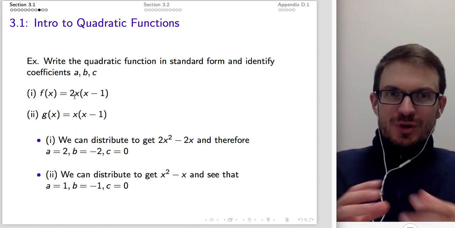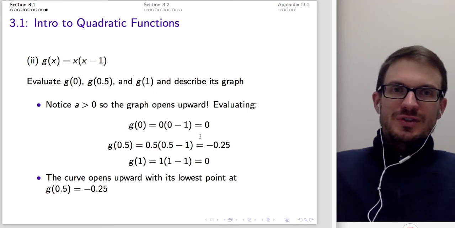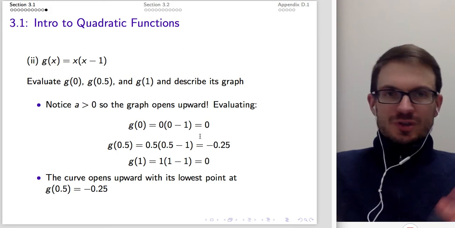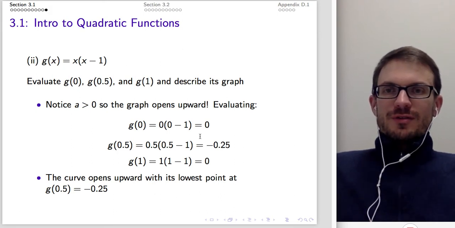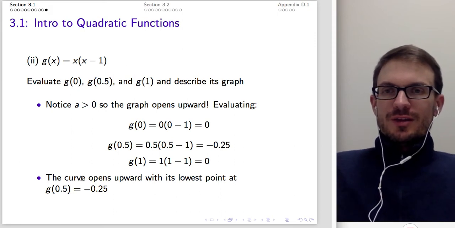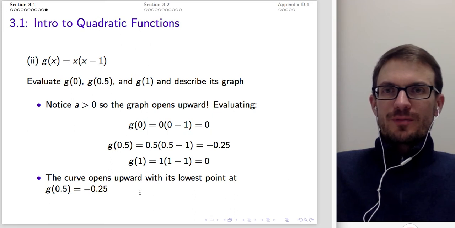That being the case, we know they're essentially the same curve. One's just shallower. And sure enough, we see this: g of 0, just like f of 0 is 0, g of 0 is 0. And just like f of 1 was 0, g of 1 is 0 as well. And the same thing, the curve opens upward with its low point at minus 1/4.